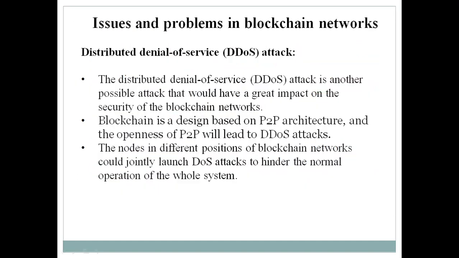Also, there are some issues and problems in blockchain networks, which we will discuss now. The very first one is the distributed denial of service DDoS attack. The DDoS attack is another possible attack that would have a great impact on the security of blockchain networks. This is because the blockchain design is based on peer-to-peer architecture, and its openness will lead to DDoS attacks. The nodes in different positions of the blockchain networks could jointly launch DoS attacks to hinder the normal operation of the entire system.